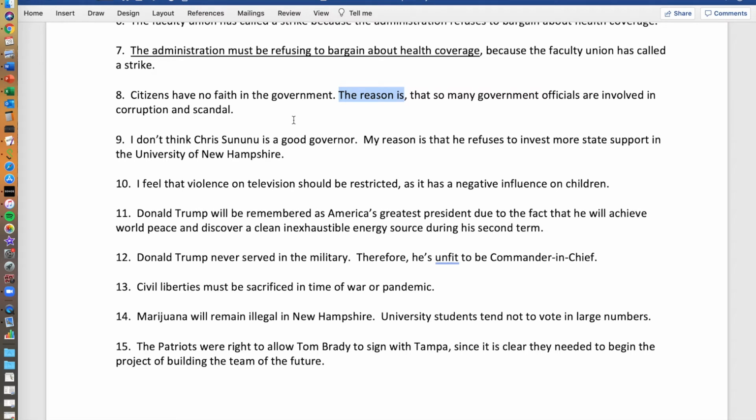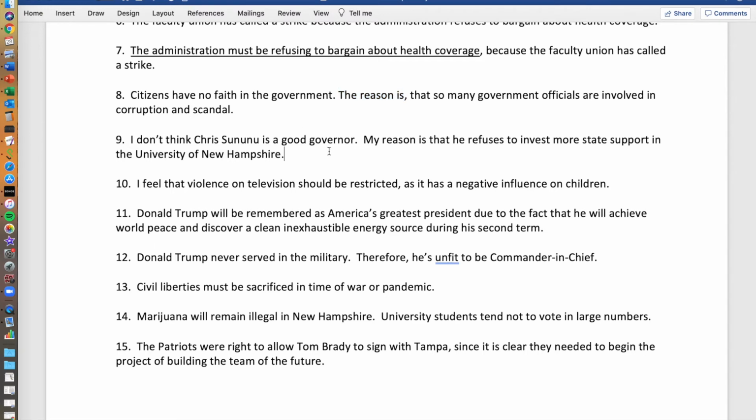In fact, if you had evidence to prove citizens have no faith in the government, you would need to do some kind of a survey. Maybe you'd have statistics about public opinion regarding the government, and that might prove that citizens have no faith in the government. But this is taking that as a known or an understood truth and simply explaining why that is true. That is, that citizens have no faith in the government because so many government officials are involved in corruption and scandal. So this is, again, in two-sentence form, simply an explanation of why the first sentence is true, not proof that it is true. All right?